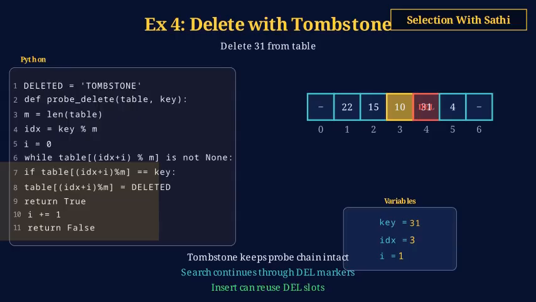Future searches continue probing through tombstones. Future inserts can reuse Tombstone slots. This maintains correctness of the probe chain.